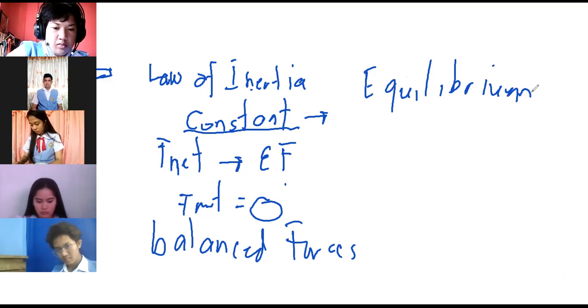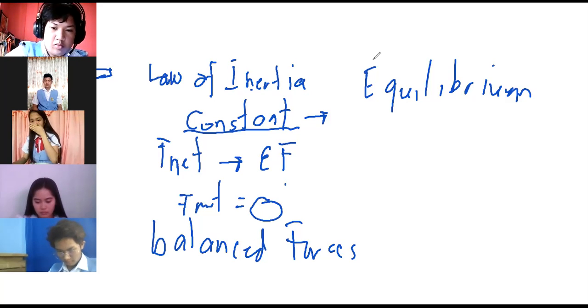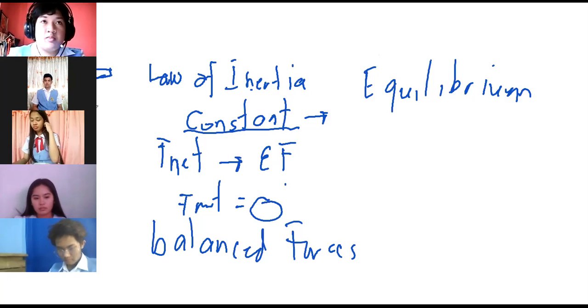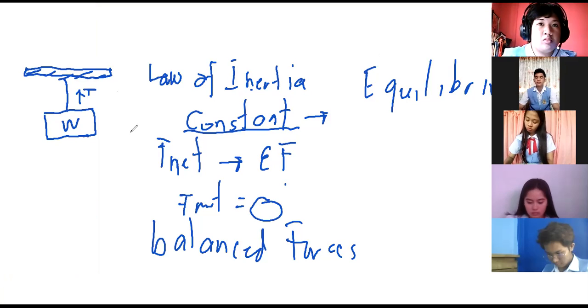So our lesson for today, class, which is translational or linear equilibrium, is actually the application of the first law of Newton, which is the law of inertia. If you have an object hanging on a wall, as you can see here, this object remains at rest. It doesn't go up or down because the tension, which is moving upward, and the weight, which is moving downward, are equal.